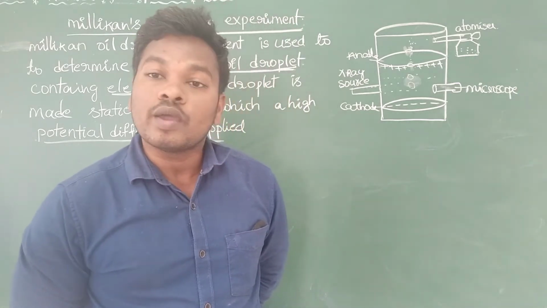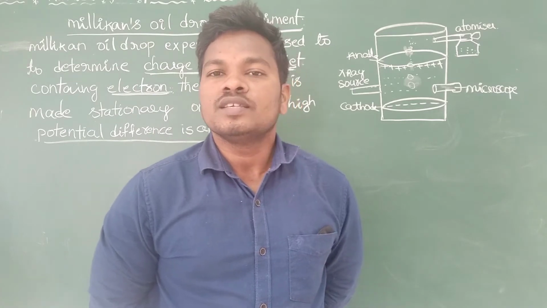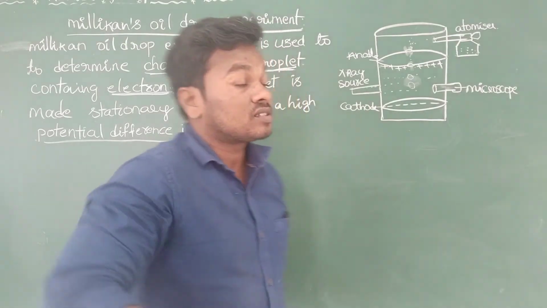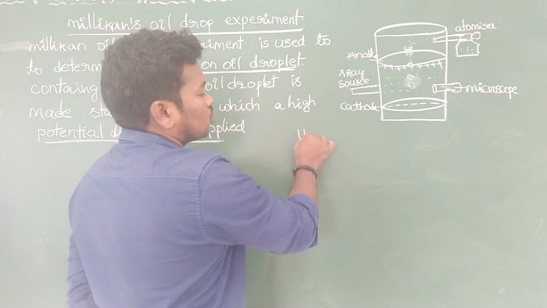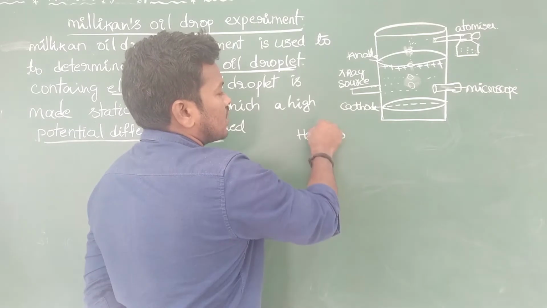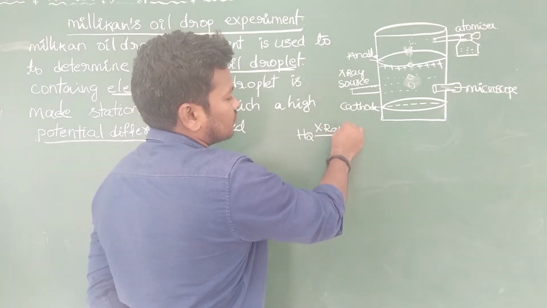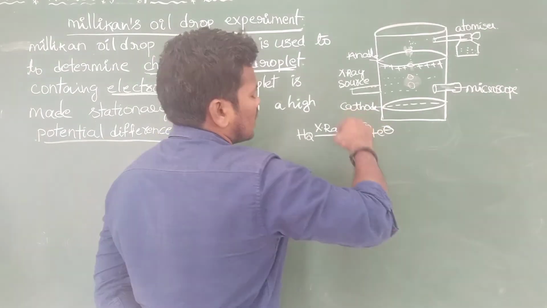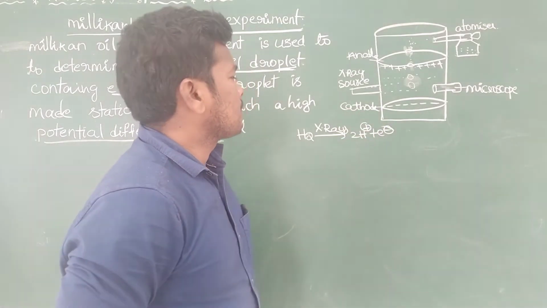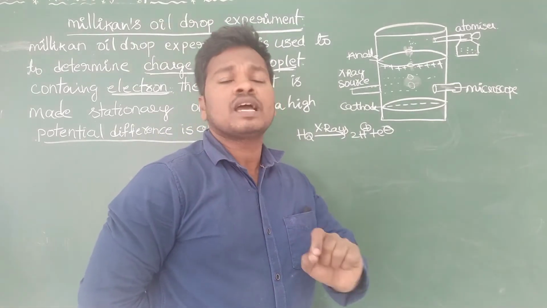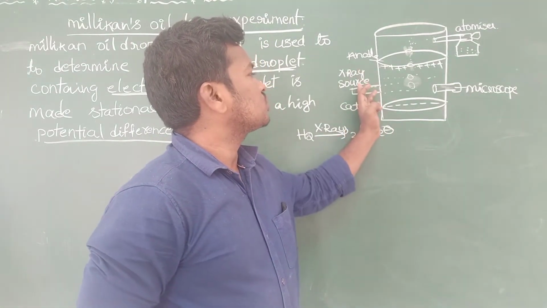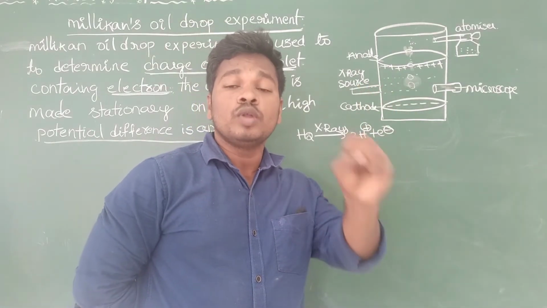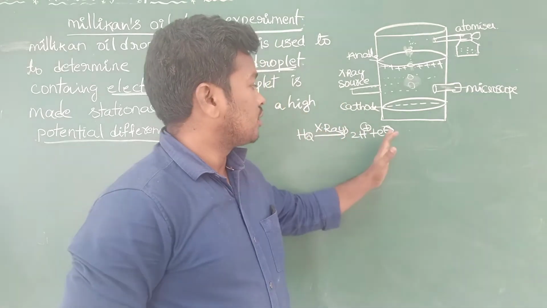Just like cathode rays ionize gas molecules, here also, to ionize the gas molecules, we are using X-rays. For example, H2 gas: they have taken an X-ray source. Whenever the H2 gas is passed through the X-ray source, electrons are emitted from the gas molecule. The same thing is happening here. When they allow the X-ray source inside the gas molecules, the gas is ionized.